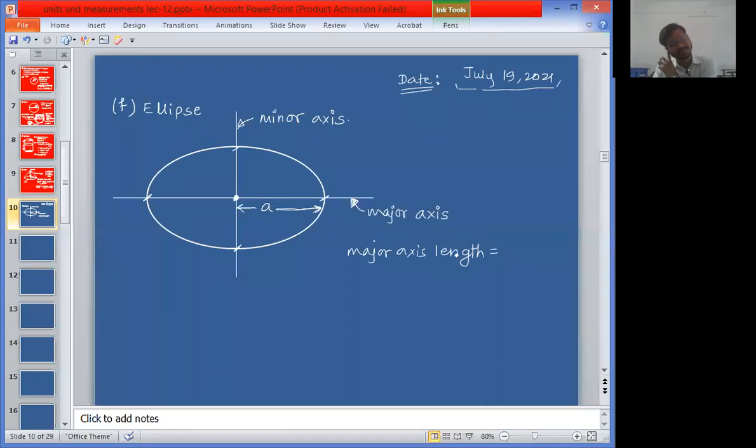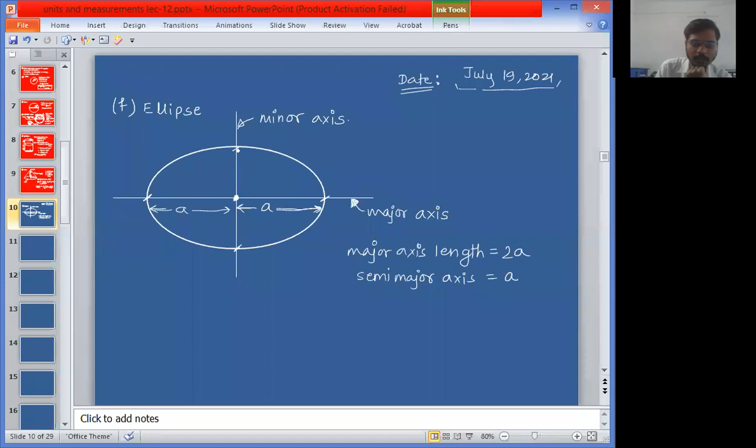Yes, all of you are giving the correct answer, means you are getting it. So just keep on writing and keep on replying. This is a, this is also a. So the total length of the major axis will be equal to 2a. Major axis length is 2a. And the semi major axis is equal to a.